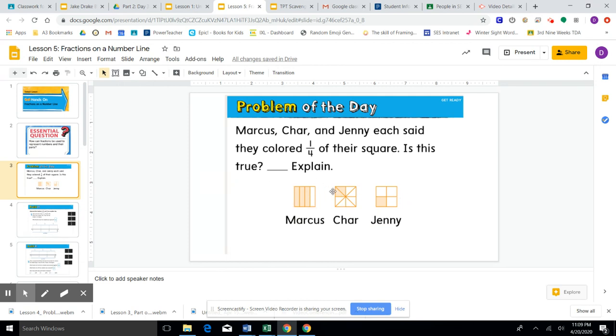So 1/4 of their square will be 1 part out of 4. So Marcus has 4 parts. So I'm going to make the denominator 4. Shar has 1, 2, 3, 4, 5, 6, 7, 8 parts. And Jenny has 1, 2, 3, 4.